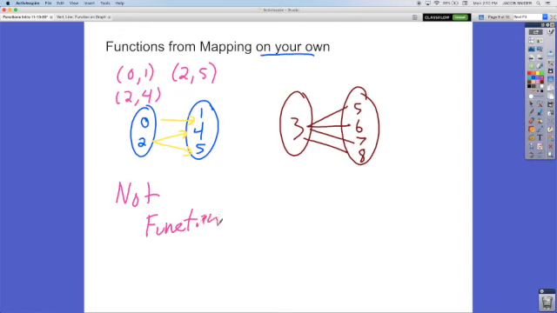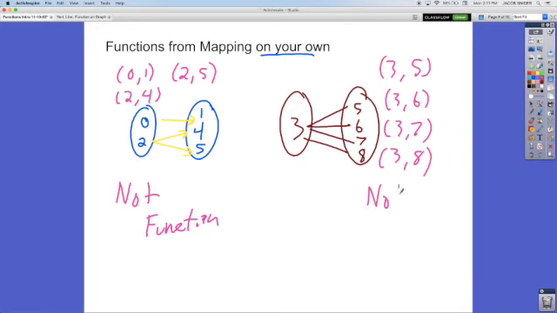What about this last one here? I got 3 that goes to 5, and 3 that goes to 6, and 3 that goes to 7, and 3 that goes to 8. So once again, not a function.